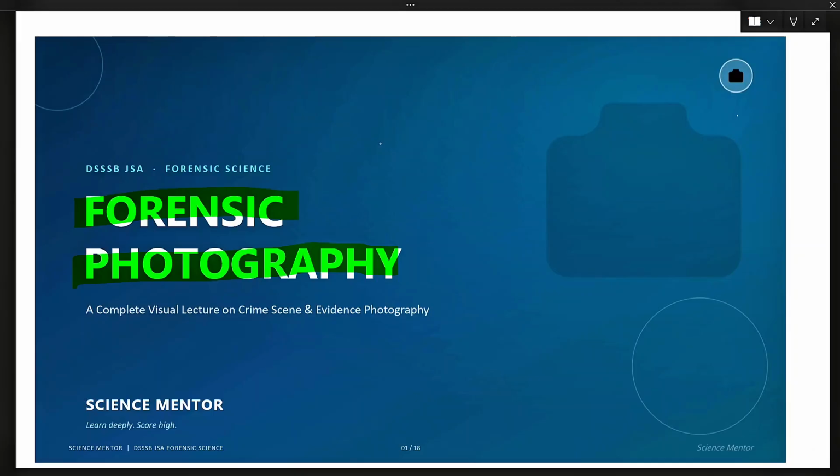So before we begin, let me tell you one thing. This is not going to be a slide reading session. The slides are only here to guide us. Our main focus will be understanding the concept in depth. Throughout this lecture, I will write important notes on the board, explain every concept with practical examples, discuss possible examination questions, and help you understand how forensic photography is actually used during criminal investigation. So keep your notebook with you because you will have enough material to prepare the entire topic from today's lecture.